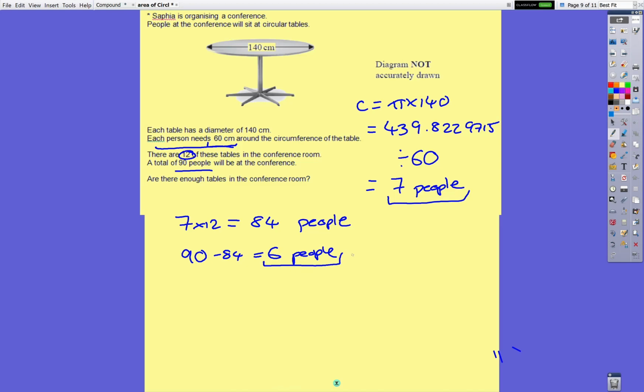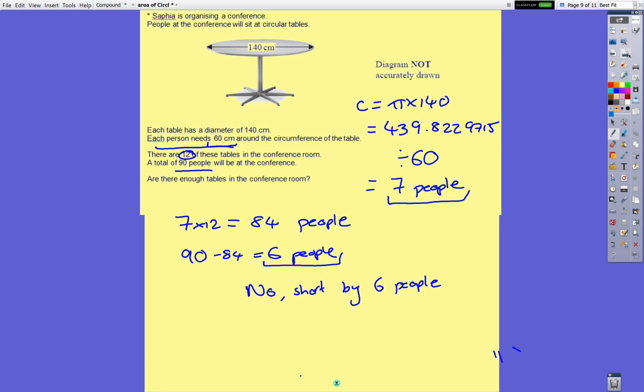So are there enough tables in the conference room? Nope. Short by 6 people. And if you really want to show off, you can suggest that they have another table, not as big as the other ones because I need 6 people, but you can just leave it as they're short by 6 people.